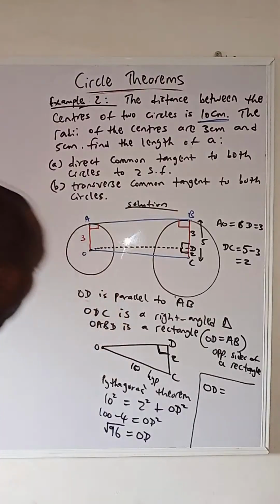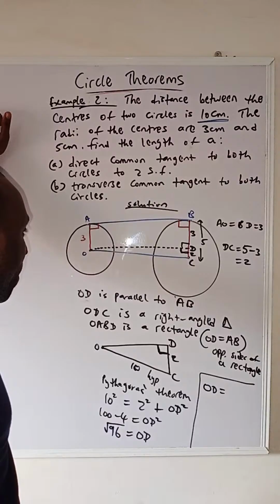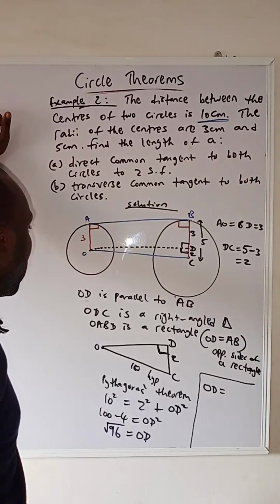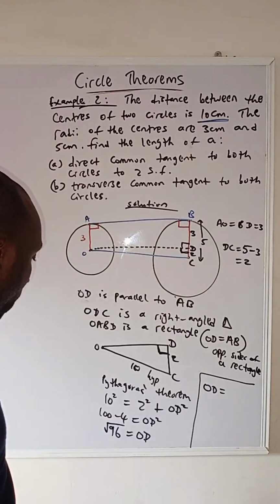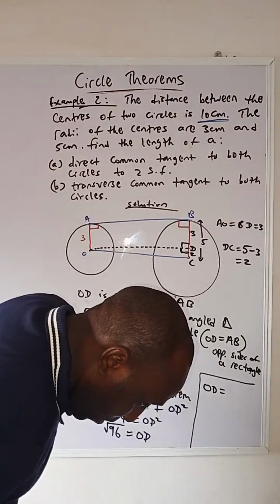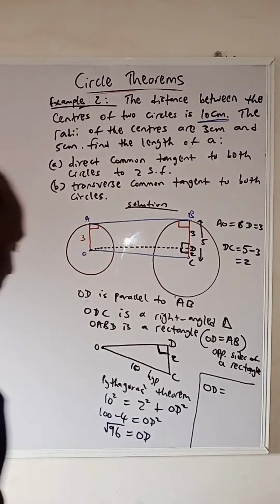Is there any mistake somewhere? Someone should help me out. Any mistake? But I don't think so. We're trying to get what? We're trying to get OD. Any mistake anywhere? I don't think so. So the square root of 96 is what?